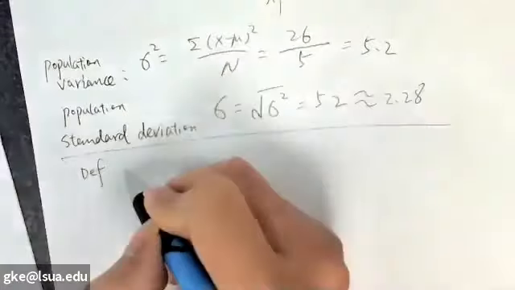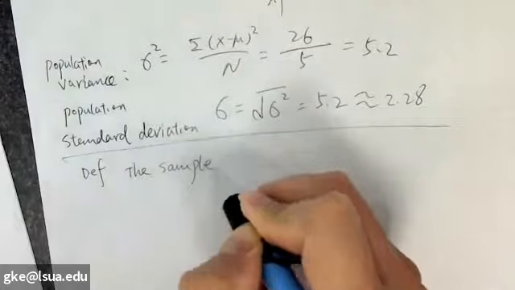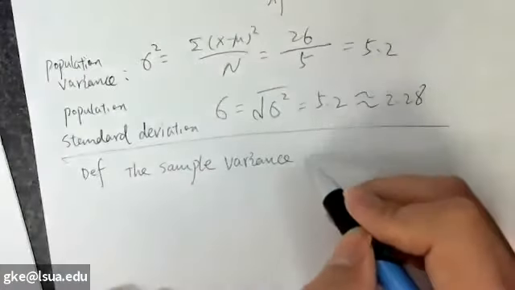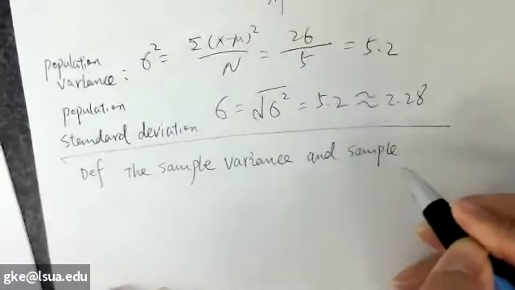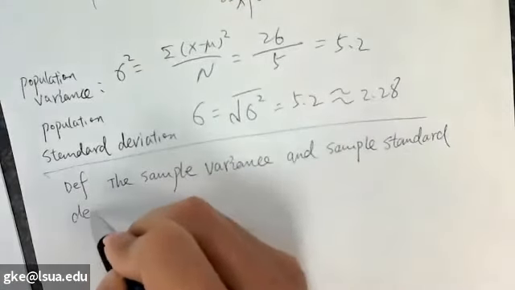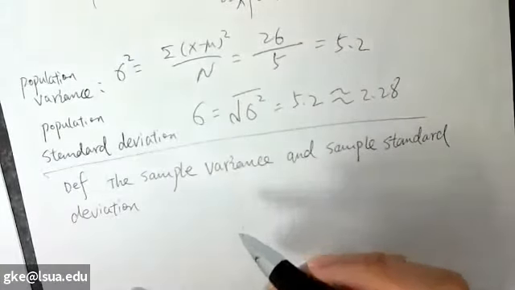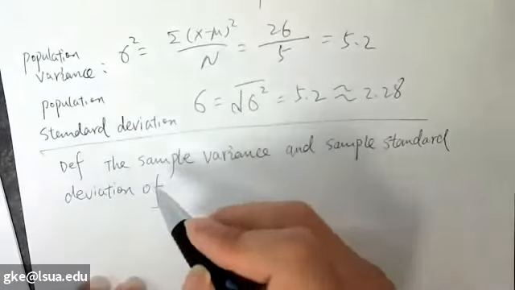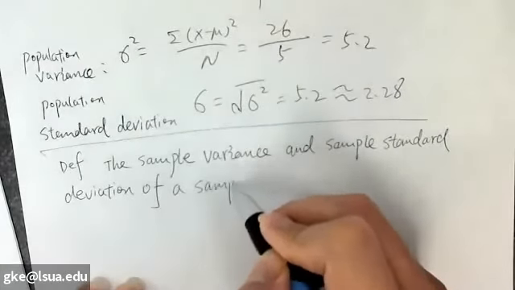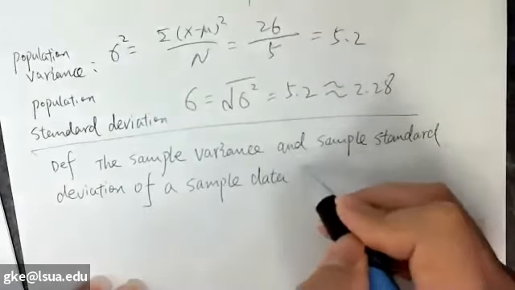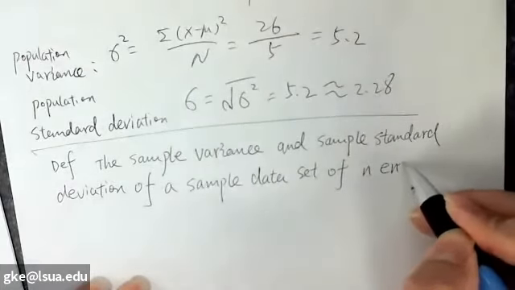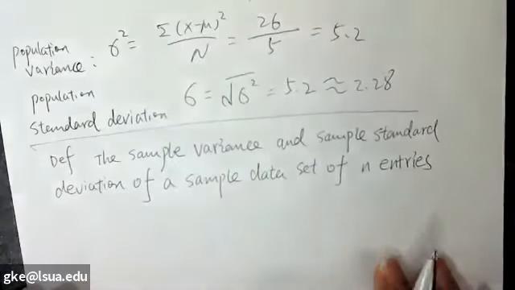Definition. The sample variance and sample standard deviation of a sample data set of n entries. And entries are listed below.